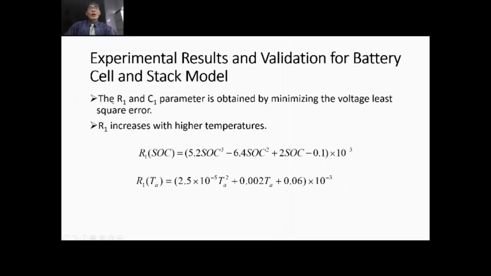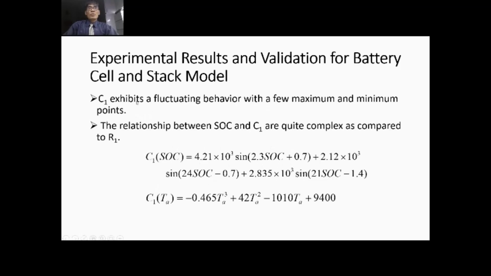The R1 and C1 parameters are obtained, which is the next thing that we want to do, by minimizing the voltage least square errors that we have mentioned. R1 increased with higher temperatures. This is something that we have determined from our experiments. And then the C1 will exhibit a fluctuation behavior with a few maximum and minimum points. The relationship between SOC and C1 is quite complicated as compared to R1.